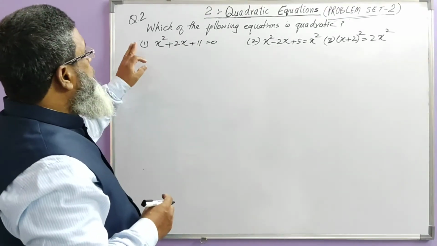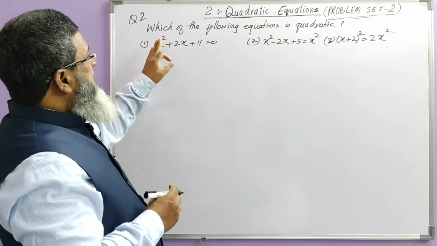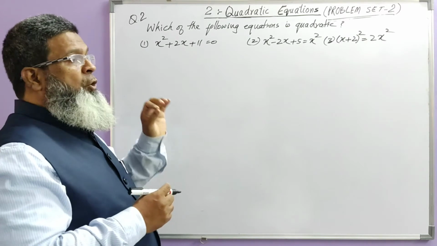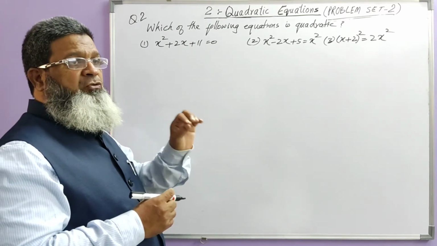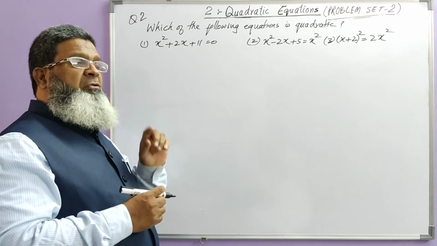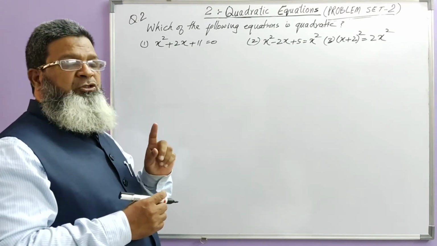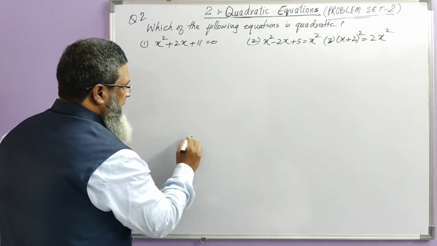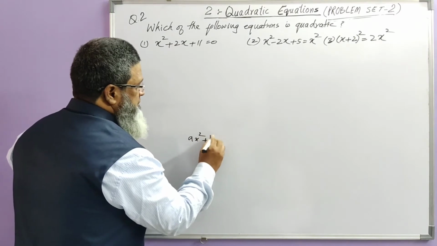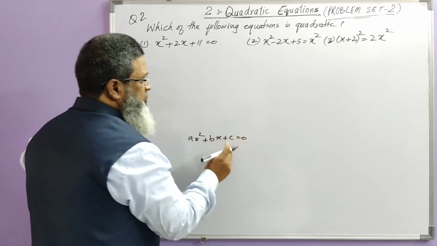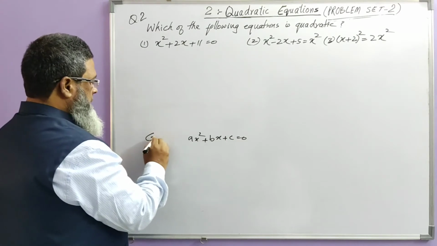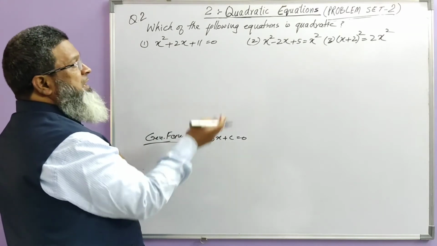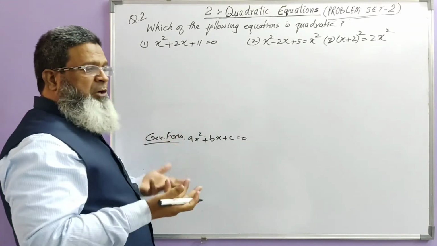In question number 2, the instruction is: which of the following equations is quadratic. It means we have to find which one is a quadratic equation. For a quadratic equation, you have to remember the general form, ax square plus bx plus c is equal to 0. This general form you have to remember. If the equation is in this form, then it is a quadratic equation, otherwise it is not a quadratic equation.